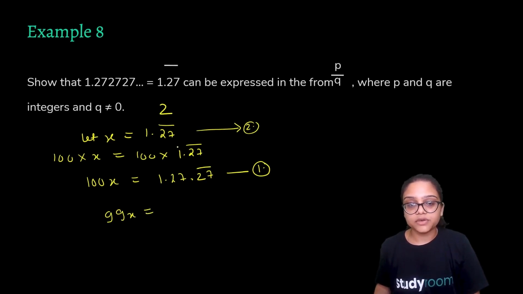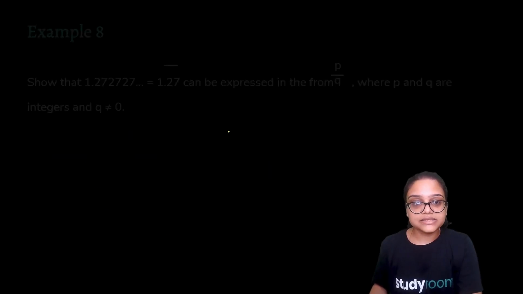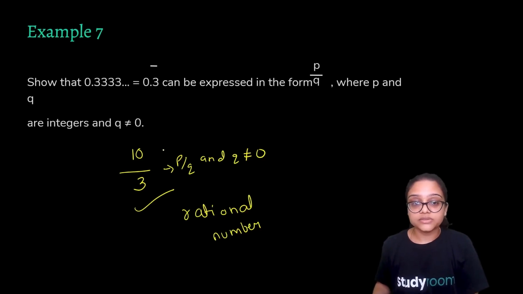127 bar minus 1.27 bar is 126. So x will be 126 by 99. This is your final answer. Okay. Now come with me. We'll solve this question again using the method.